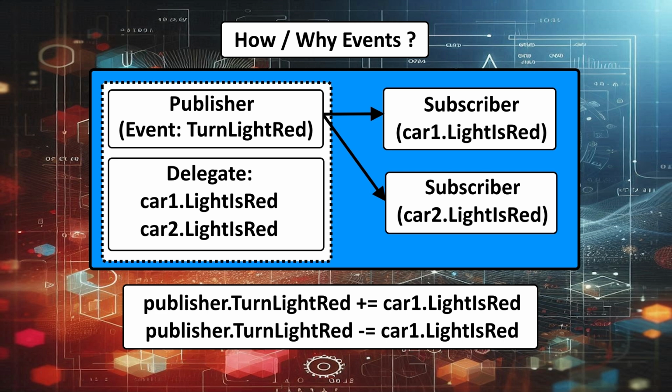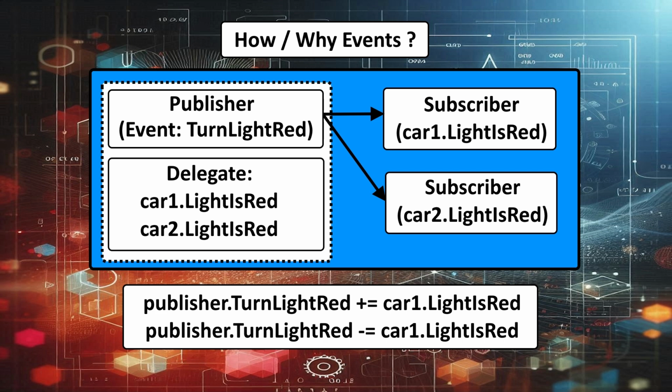How does this work? You have a publisher class that will invoke an event. In this example, we have a traffic light object that will invoke the event TurnLightRed when it becomes red. On the other end, you can have 1,000 or more car objects listening for the event. These are your subscribers. Back in the traffic light object, there's a delegate. This is just a list of all the methods it should execute when the event is fired.